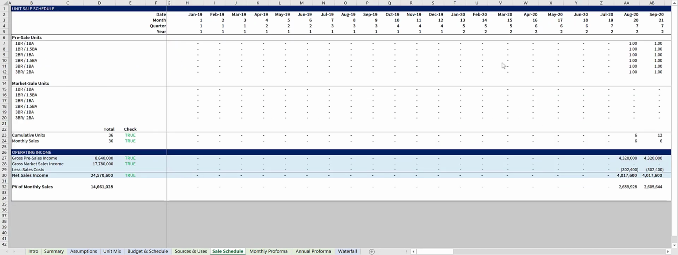The Sales Schedule tab, as the name implies, is where the unit sales schedule calculations take place. As I mentioned in the Unit Mix tab, this model has separate inputs for pre-sale and market sale units. So this tab deals with these units separately and then rolls them up in the lower portion, down here, to determine the total operating income for the project.